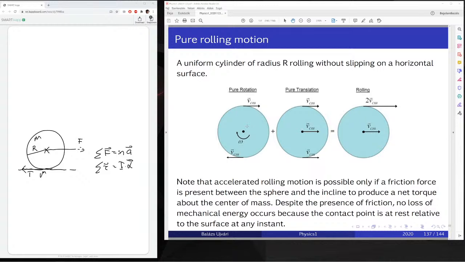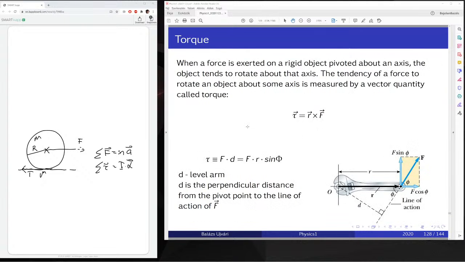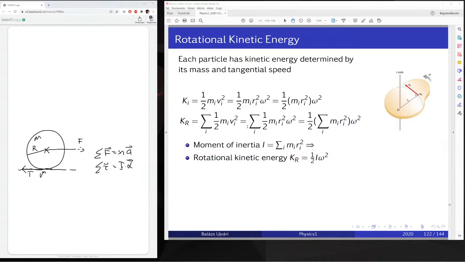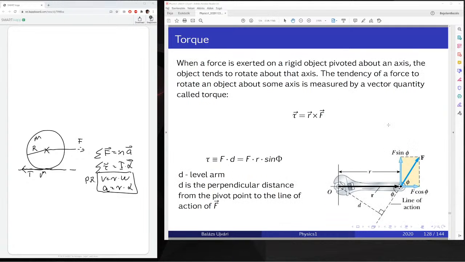So for pure rolling, we can use this formula. So pure rolling means V equal R times omega, and the acceleration equal R times alpha. So this is technically the condition for pure rolling. It's nothing special, it's just how the wheel of your bicycle moves on a dry road.